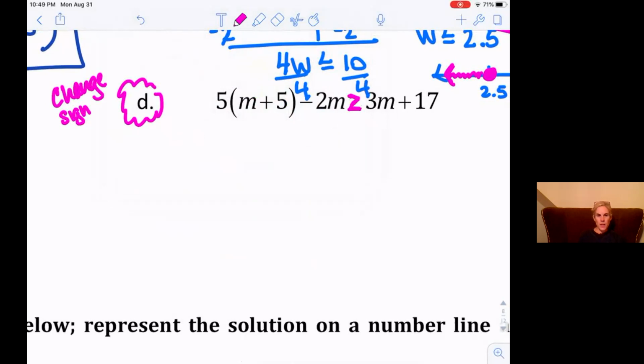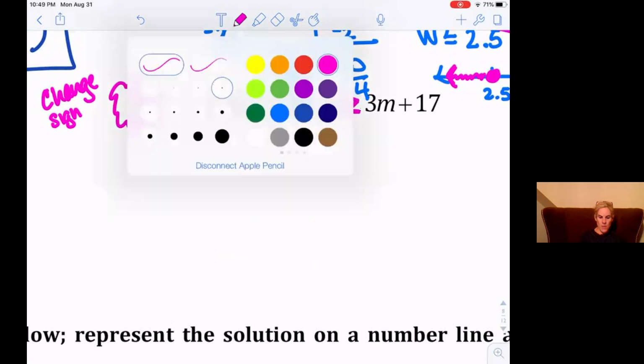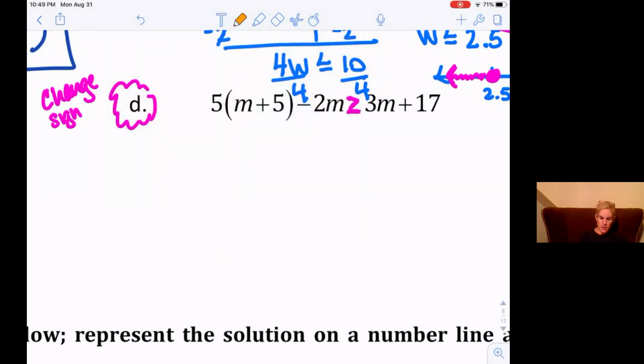All right, so when we go to solve this one, first thing we want to do is distribute to eliminate any parentheses. So I'm going to take the 5 and I'm going to distribute it. So it's going to be 5m plus 25 minus 2m. Remember, I'm having you guys change the direction of this inequality so that we don't get the same type of answer as the problem before it. All right, so this is going to be greater than or equal to 3m plus 17.